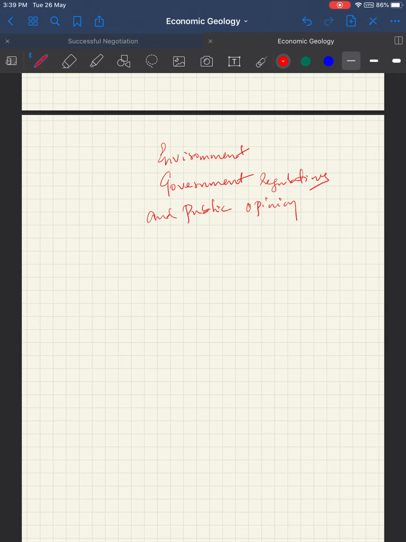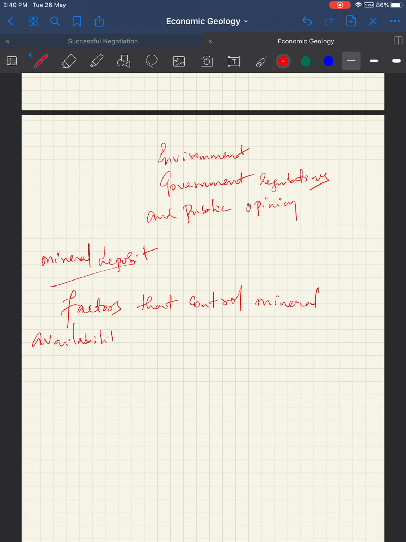So, as a geologist, when I try to explain to the decision makers in a consultancy firm or in an industry or in a government body why a mineral deposit is worth mining for, I must make sure that my side of my argument is very, very strong. Well, that being said, let us try to analyze in this class the factors that control mineral availability.